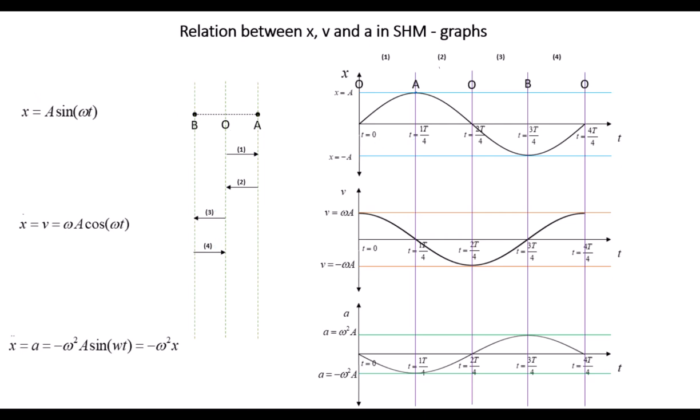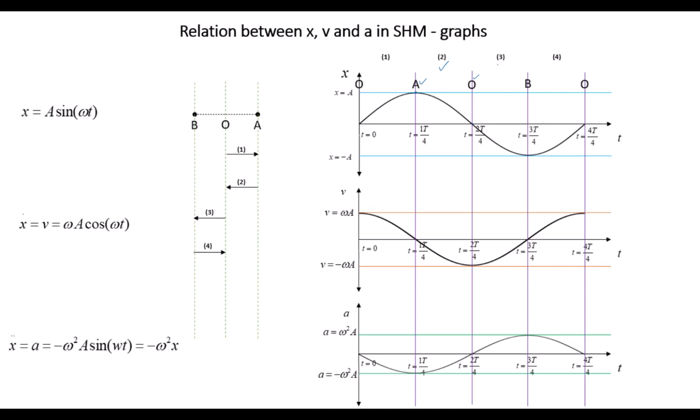In step number 2, the object moves from point A to the point O, as per the graph shown by the sine curve. And we see that as it moves towards point O, the displacement goes on reducing. And at point O, at the time t equals 2T over 4 or T over 2, which is half the time period, the displacement becomes 0. So the minimum displacement that we see at point O is 0.